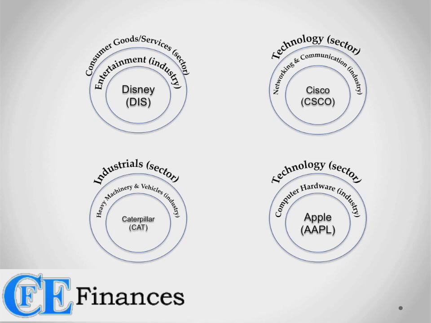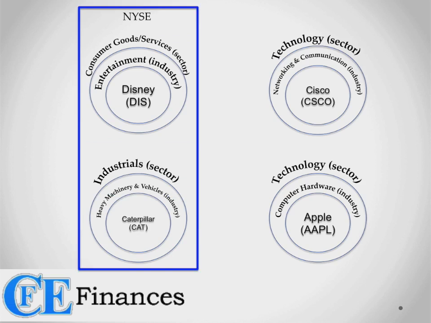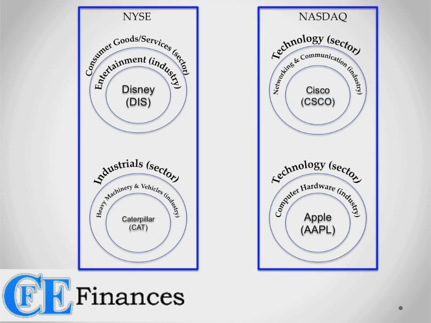From there, you will see that each of these also trade on different exchanges. So the left-hand side are traded on the New York Stock Exchange, whereas the right-hand side, since they're technology-based, they're traded on the NASDAQ. So if you went into your brokerage account to purchase Cisco, you would see that it is on the NASDAQ Stock Exchange.